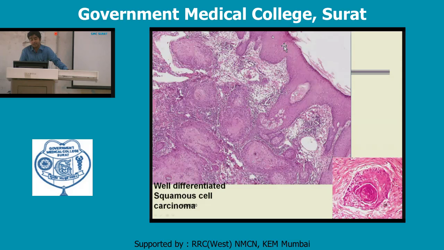Here we can see stratified squamous epithelium, with presence of sheets and nests of atypical squamous cells in the deeper connective tissue. Here, pink laminated hyalinized material is also known as keratin pearl.